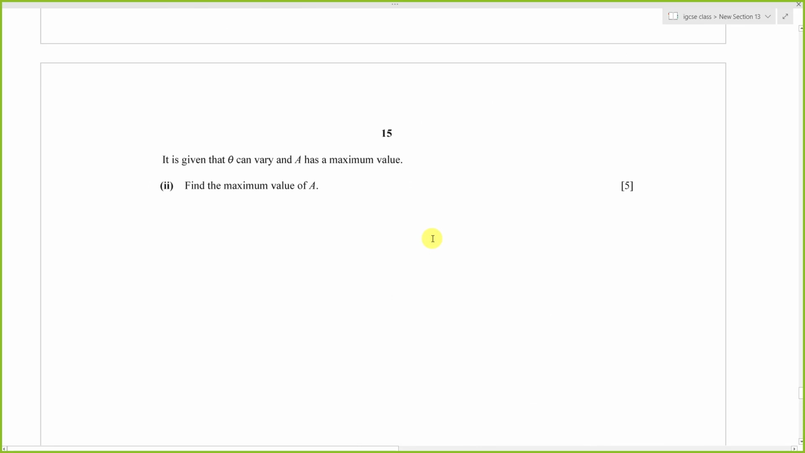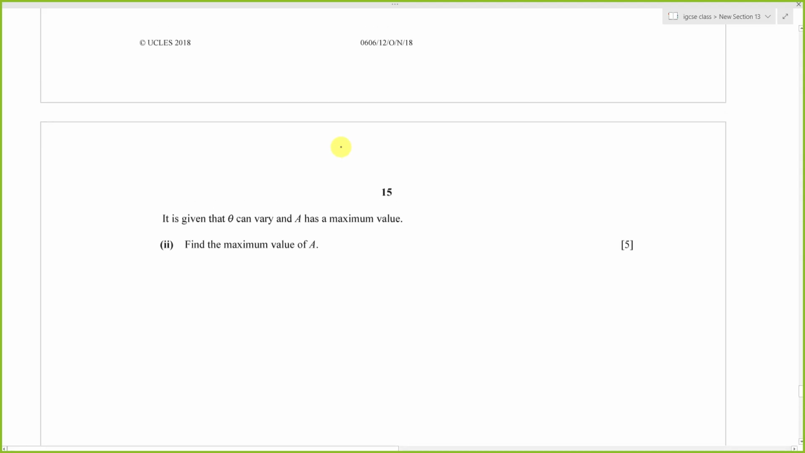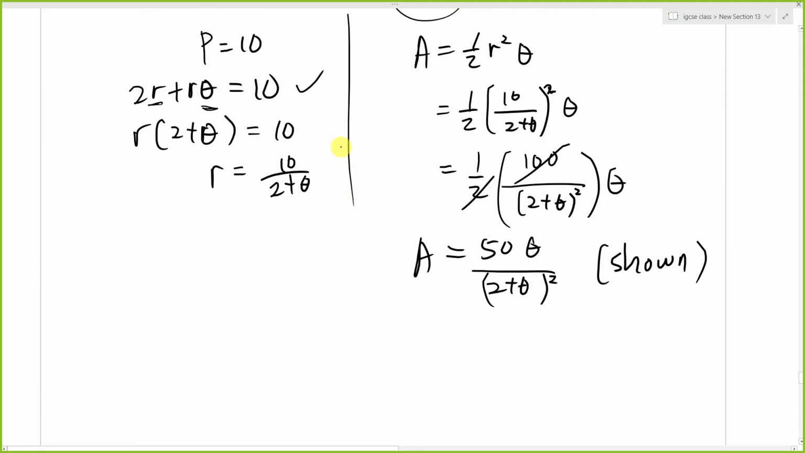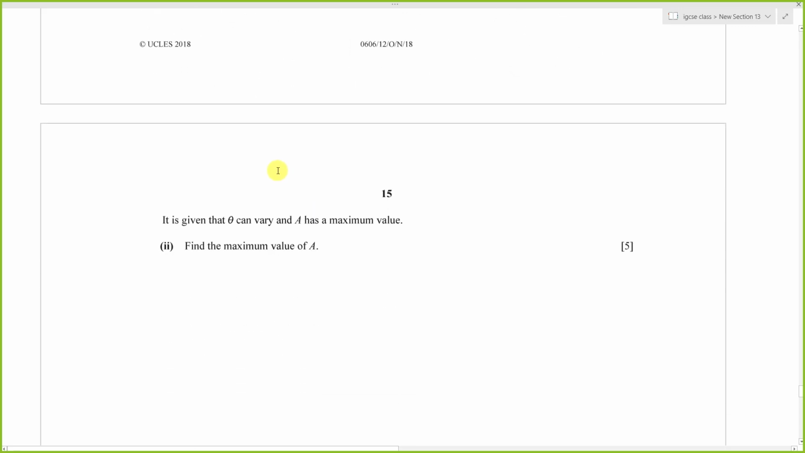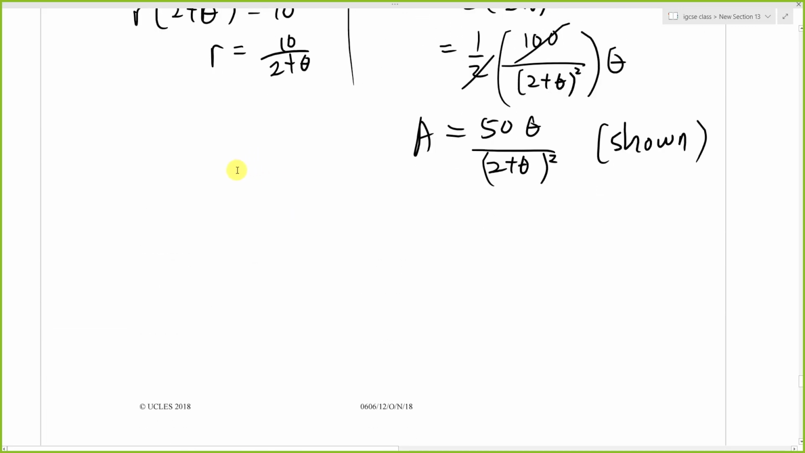Then it's given that theta can be varied and A has a maximum value. Find the maximum value of A. So that means I need to find the maximum value of A. So I need to do dA/d theta equals 0 here. So yes, we differentiate this one.